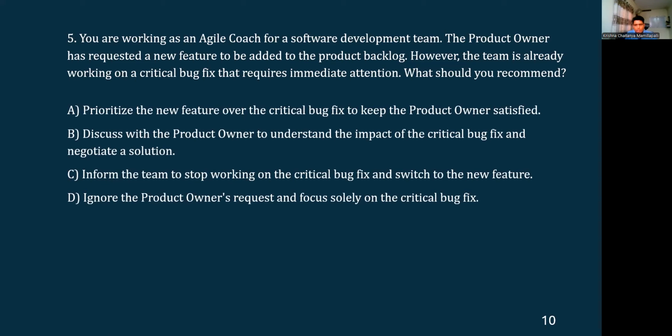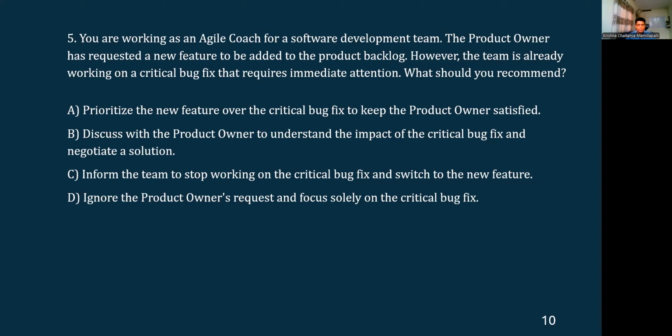First is prioritize the new feature over the critical bug fix to keep the product owner satisfied. Prioritizing the new feature over the critical bug fix without fully understanding the impact could cause bigger issues down the line, especially if the bug affects product functionality or customer experience. So ignoring the bug fix and jumping onto what the product owner asks for is not a right approach. So this could be eliminated.